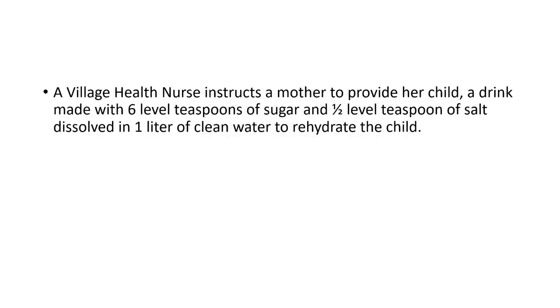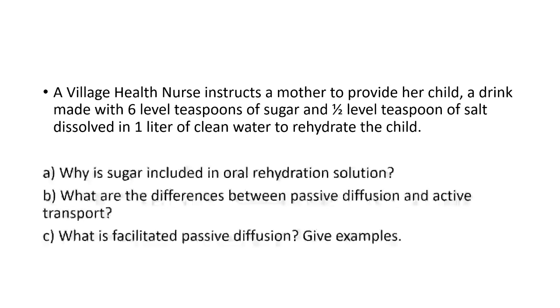A village health nurse instructs a mother to provide her child a drink made with 6 teaspoons of sugar and half teaspoon of salt dissolved in 1 liter of clean water to rehydrate the child. So from this scenario, you'll be able to understand that the child has been in some dehydration and we are supposed to rehydrate the child. For that, the nurse has instructed to mix sugar and salt in a particular proportion in 1 liter of clean water. So this is the scenario given and the questions are as follows.